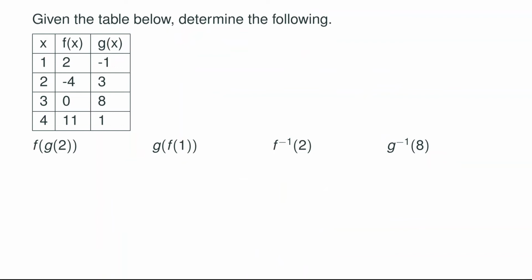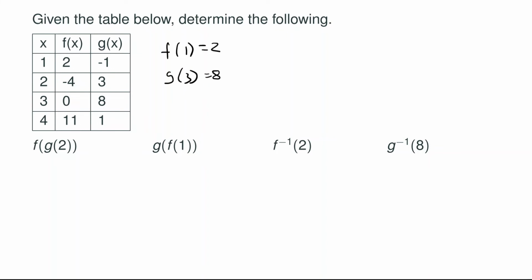Given the table below, determine the following. So here, before we look at these 4 problems, let's look at a simpler one first. So this is the function given in the table. Actually, we're given 2 functions, f and g. So for example, f of 1 is, when x is 1, the output of f is 2. And for another example, g of 3 means when the input is 3, the output for g is 8. So this is 8.